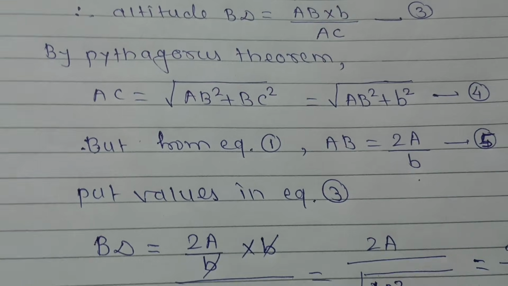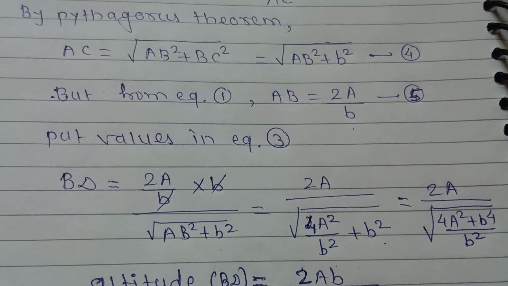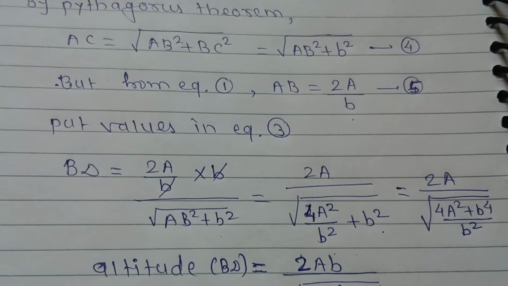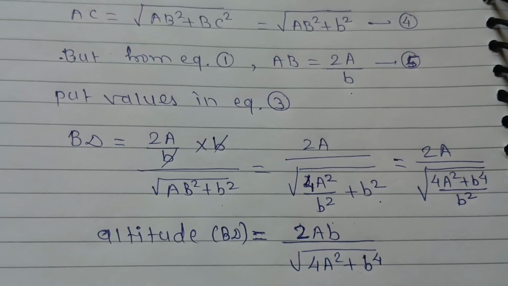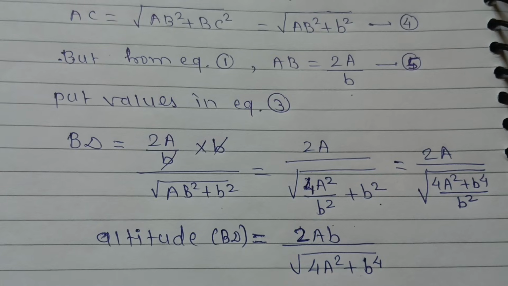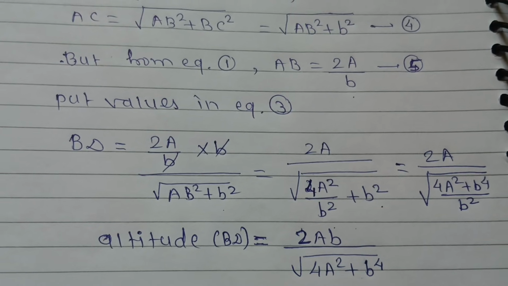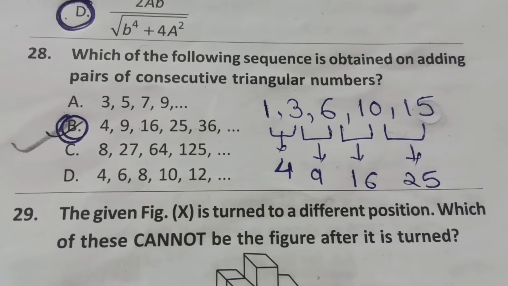Now put the values in equation 3. We get the value of BD as 2A upon under root of 4A square plus B to the power 4 upon B square. And after solving this equation, the final value of altitude BD is equal to 2AB upon under root of 4A square plus B to the power 4. Hence option D.